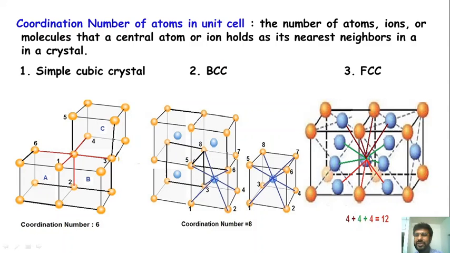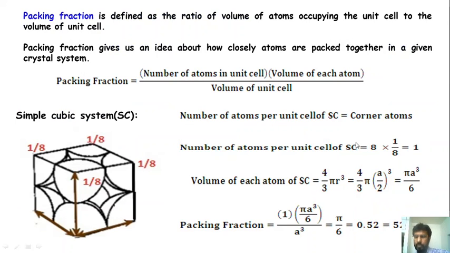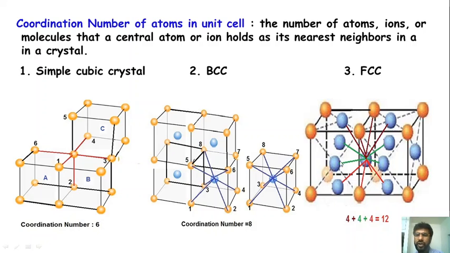The 4 atoms from the middle face here. So it gets coordinated with the 4 atoms which are at the 4 faces of this unit cell. So 1, 2, 3, 4. So these 4 atoms coordinate with this central atom. So that is equal to 4.